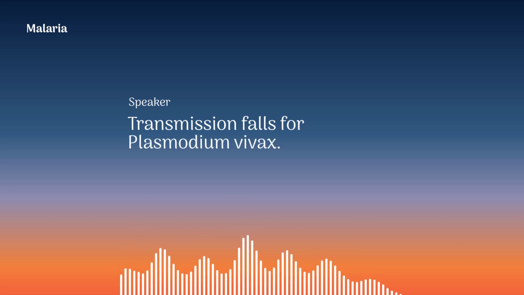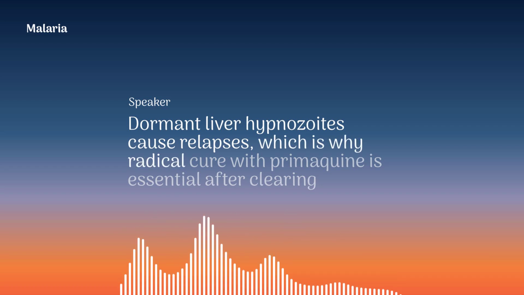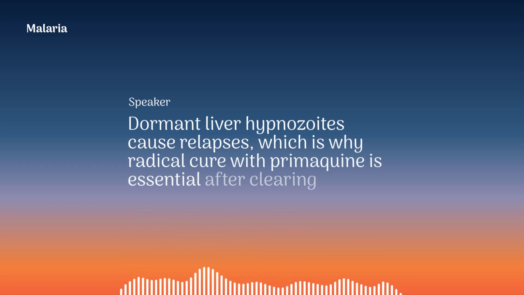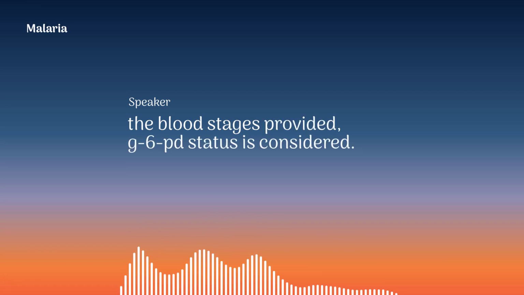For Plasmodium vivax, dormant liver hypnozoids cause relapses, which is why radical cure with Primaquine is essential after clearing the blood stages, provided G6PD status is considered.